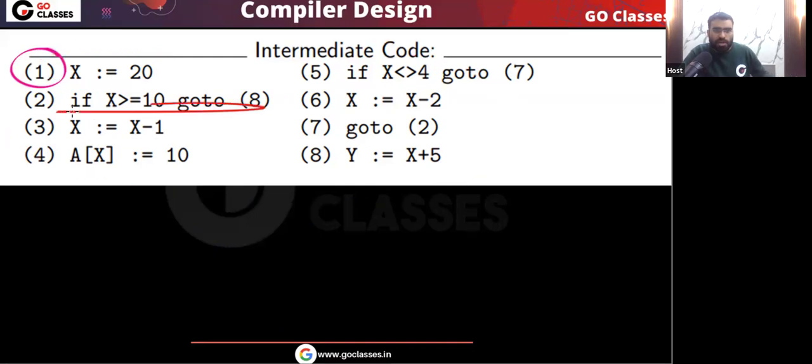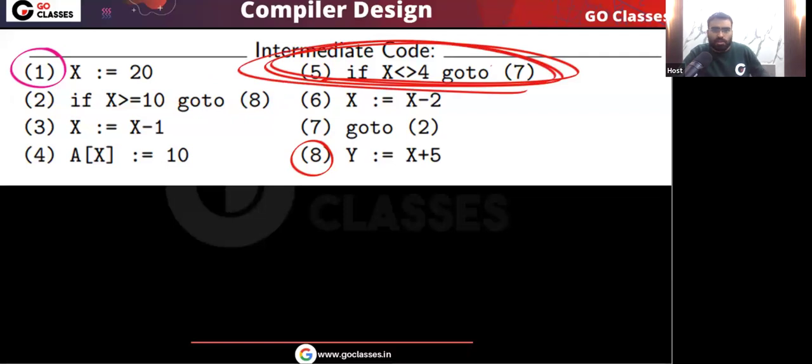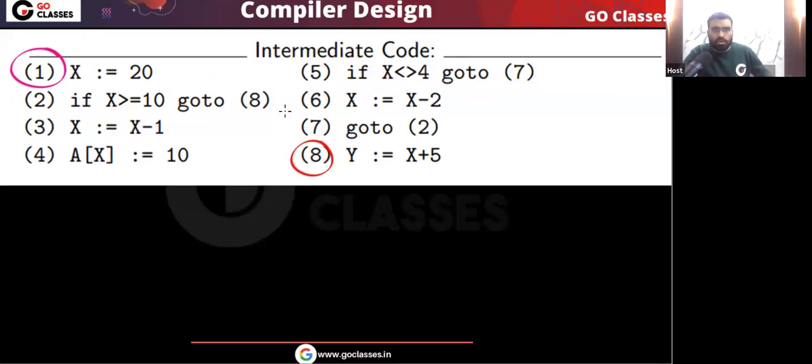Now just look at the jump instructions. This is a conditional jump, an unconditional jump, a conditional jump. Their targets are leaders. So the target of a jump instruction is a leader. So this will be a leader, and this will be a leader too. Yes or no? This also will be a leader. Next, the target of the jump instruction will be a leader, so this one also will be a leader.